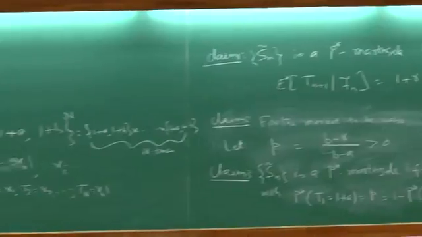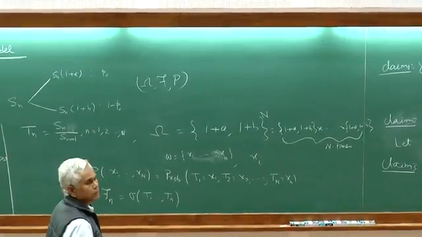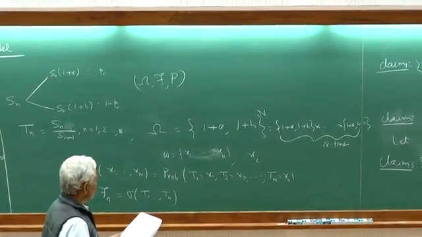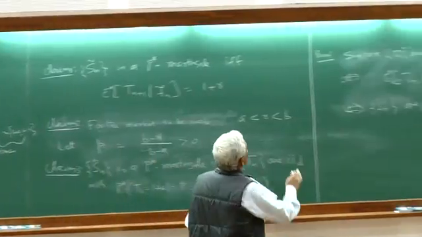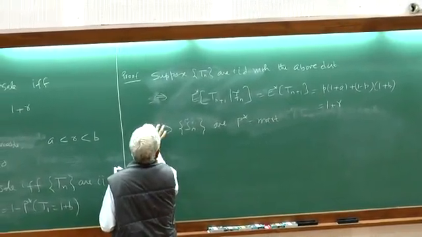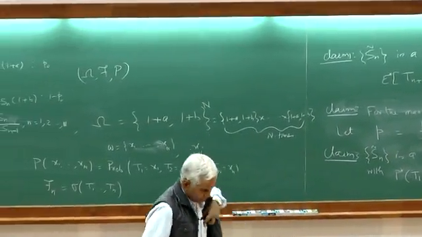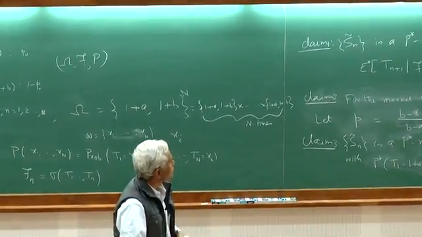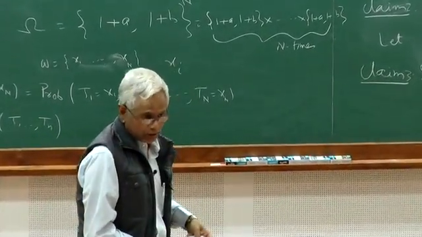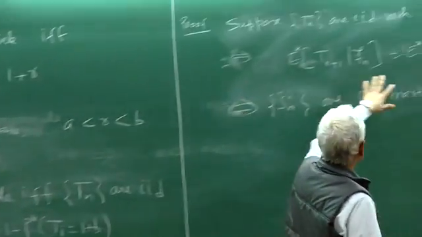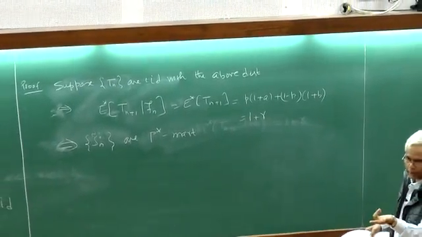No, I have proved only one way, right? I have to prove the converse, okay? Suppose the Tn's are IID with this distribution, then I have proved only one way. Then this is true, therefore these are martingales. Now I have to prove the other way, right?